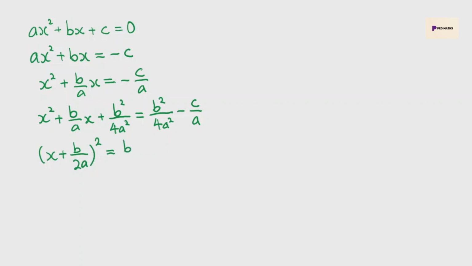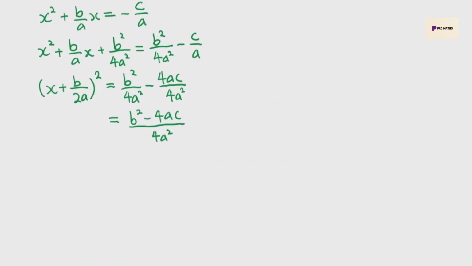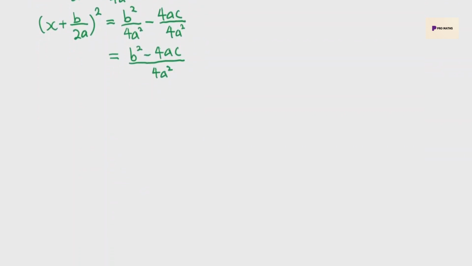And now on the right-hand side, we're going to make a common denominator, because this will allow us to make one fraction. And you can see, oh, there's our b squared minus 4ac. In the next line, we're just going to write this as one fraction. So we've got b squared minus 4ac all over 4a squared. Now, scroll down a little bit.